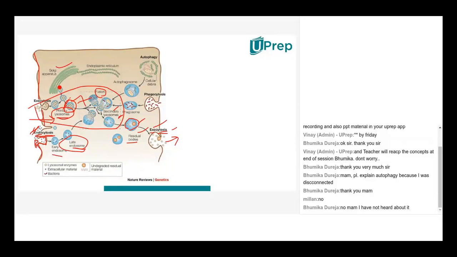When you take the other functions of lysosome, autophagy is the word. Auto means what? Auto means by itself. Anything which works by itself, we call it automatic, isn't it? Here in autophagy, phagy or phagus always stands for eating away. So automatically it will eat away. What will it eat away?